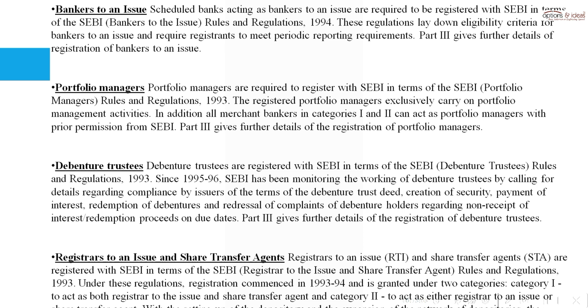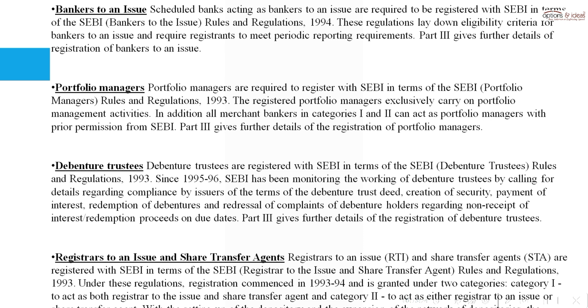Debenture trustees are registered with SEBI in terms of the SEBI Debenture Trustees Rules and Regulations 1993. Since 1995-96, SEBI has been monitoring the working of debenture trustees by calling for details regarding compliance by issuers of the terms of the debenture trust deed, creation of security, payment of interest, redemption of debentures and redressal of complaints of debenture holders regarding non-receipt of interest and redemption proceeds on due dates. Part 3 gives further details of the registration of debenture trustees.